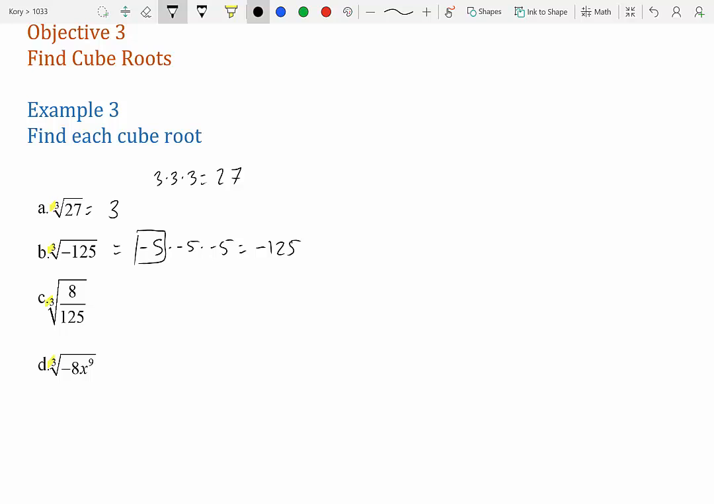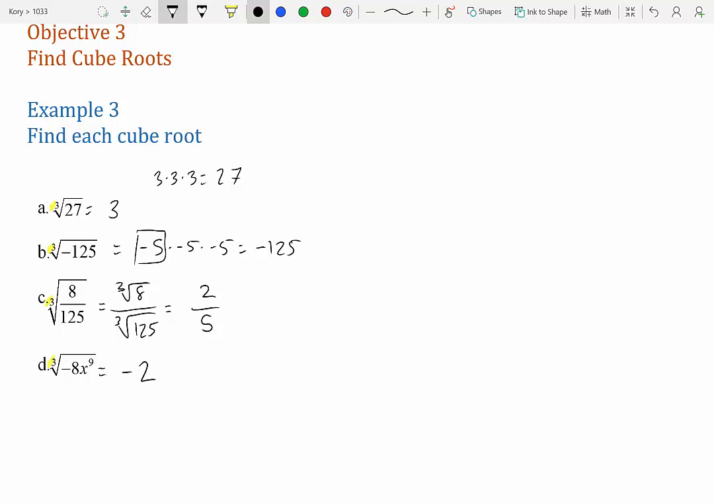Alright, remember we have our fraction, so you want to separate this. So we have the cube root of 8 over the cube root of 125. So the cube root of 8 is 2, and the cube root of 125 is 5. Okay, remember, if it's an even index, it cannot be negative. But if it's odd, so 3, 5, 7, 9, all those indexes, you can have a negative on the inside. That is fine. So the cube root of negative 8 is negative 2.